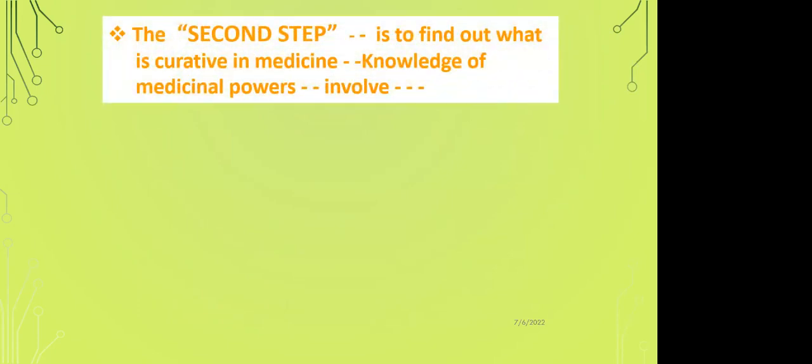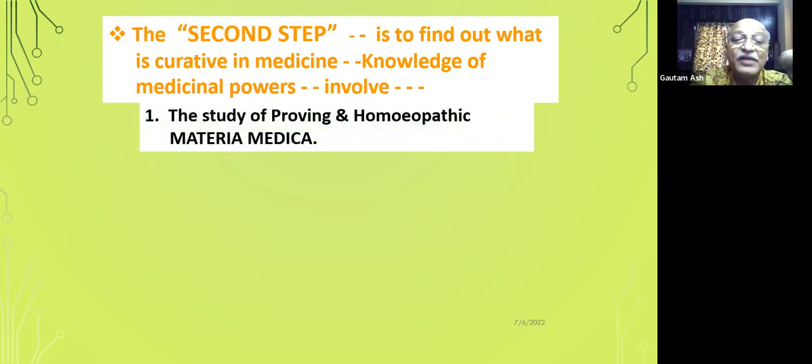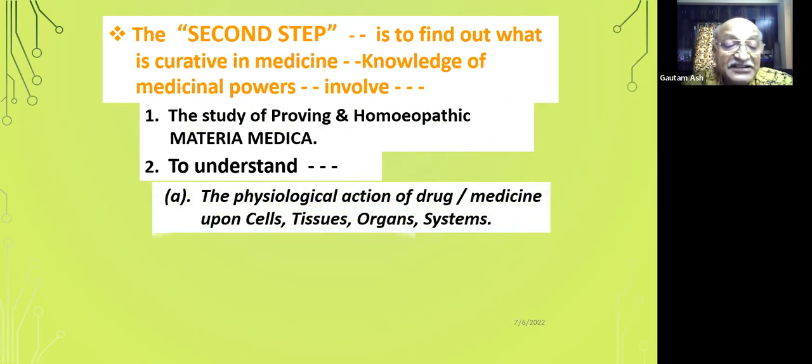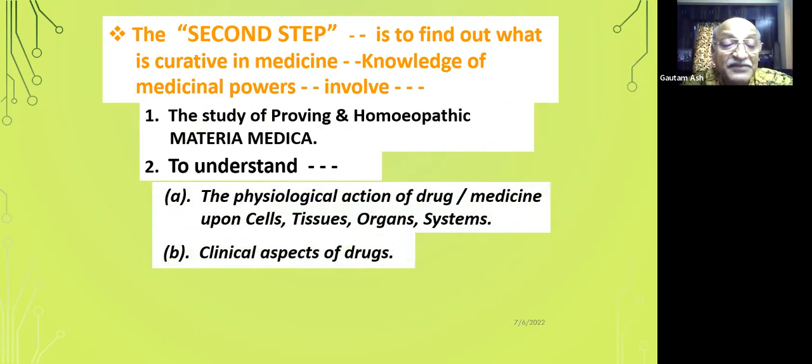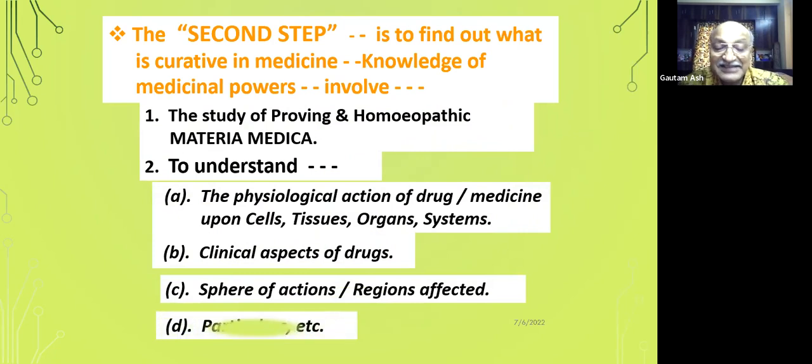The second step is to find out what is curative in medicine, the knowledge of medicinal power. To understand that, the study of drug proving and homeopathic materia medica is important. To understand the physiological action of the medicine upon cell, tissue, organ, system, the clinical aspect of the drug, sphere of action, regions affected, particulars, etc. These are required to know the medicinal power.